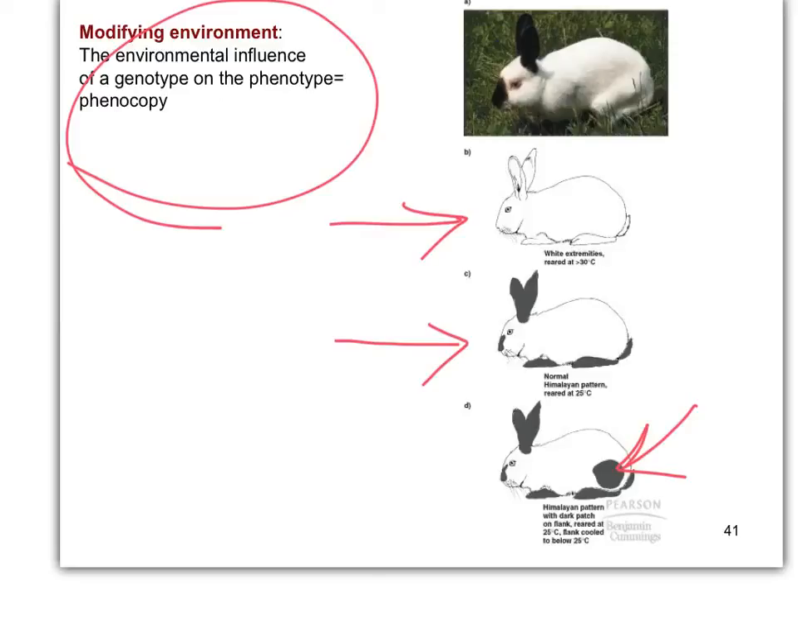So you could make designer rabbits and make a lot of money. Look, you could make a heart-shaped dark mark on its back and sell it for Valentine's Day. See? See how genetics can help you? All right, there you go. Modifying environment.